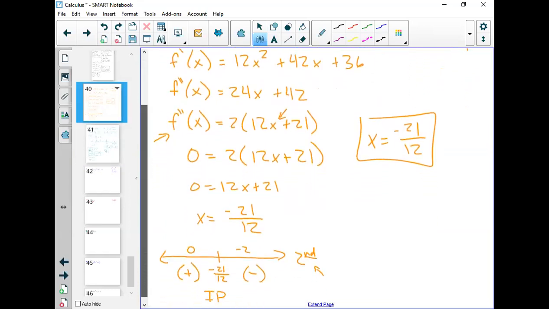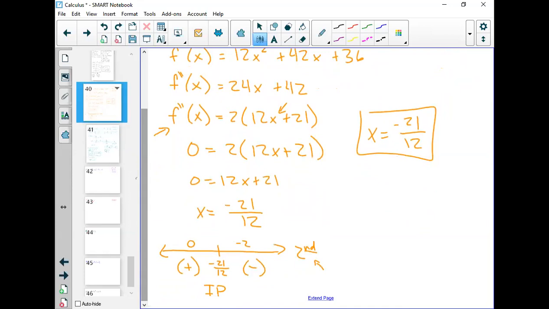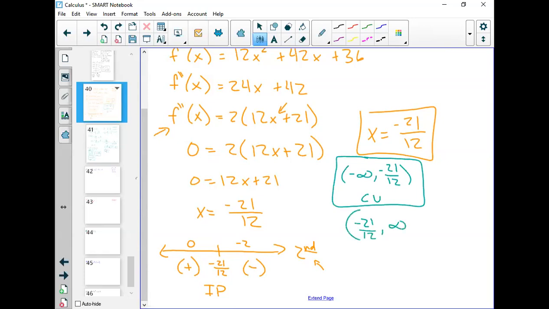And I think I skipped parts B and C on this one. It's going to be the same or similar thing. From negative infinity to negative 21/12, we're concave up. And from negative 21/12 to infinity, we're concave down. Okay. Moving on.